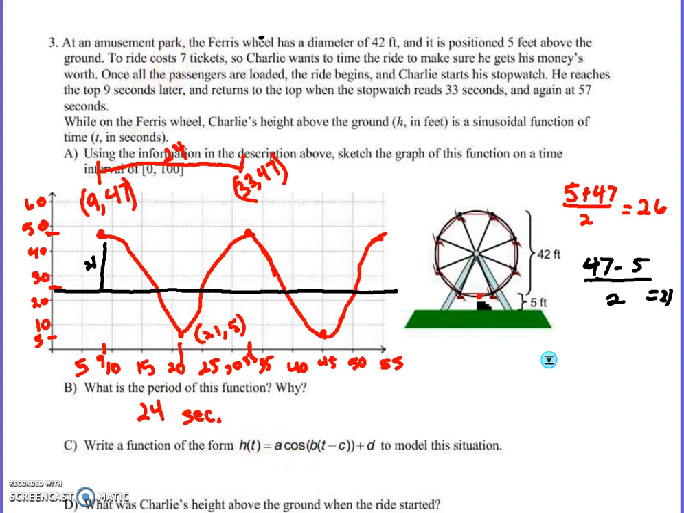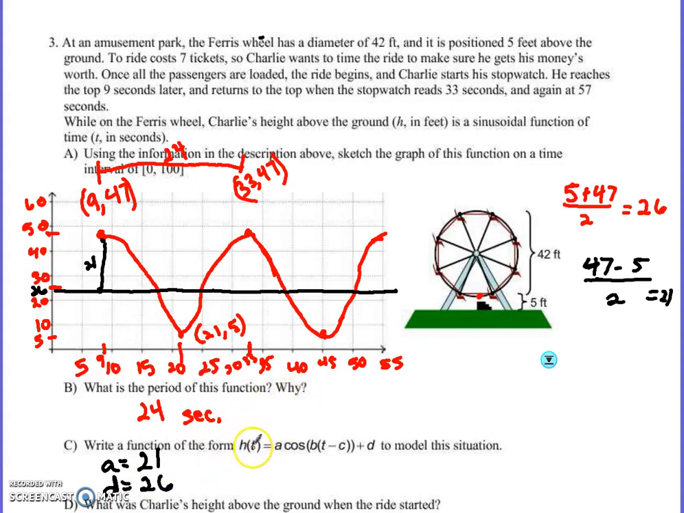So okay, I'm going to go back and let's see. A was our amplitude, and our amplitude went from the midpoint to the highest. Well, we went from 26 all the way up to 47. So we went up 21. So A was 21. And D, let's just go ahead and write D here. D was how much we shifted up, our vertical shift, and we shifted up 26 units.